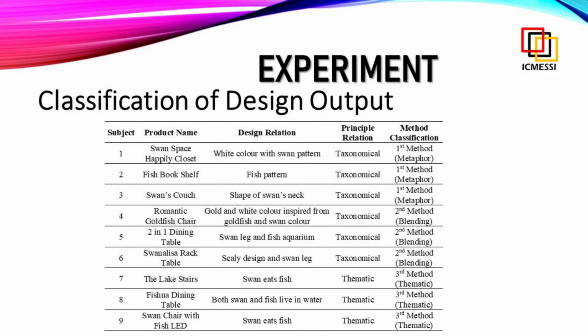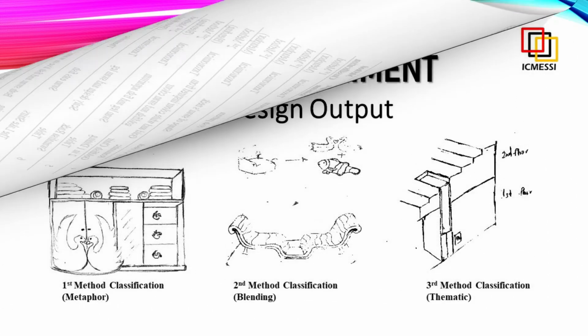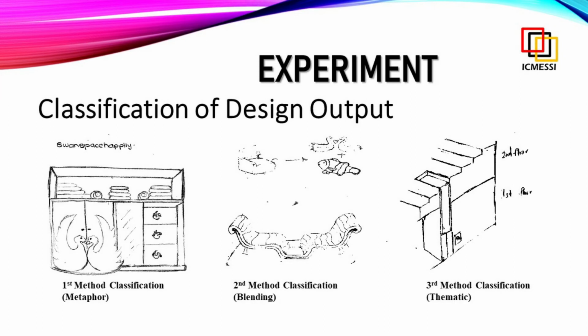As you can see in the table of classification of design output, 3 design outputs of subjects are randomly selected for each method classification. Further discussion about the classification of design output samples is explained in the 3 design output sketch samples. From the first figure, the product name given by the subject is Swan Space Happily Closet. In the explanation part, the subject mentioned that the color of the closet is white because of the color of the swan, and the subject also described the closet door as designed with the shape of a swan, as illustrated in the figure. It proves that the design output is the metaphor method.